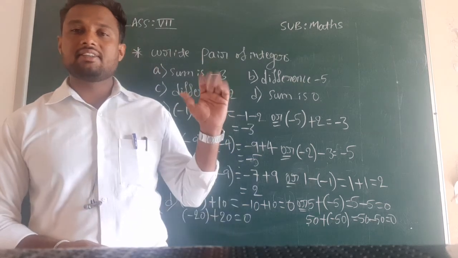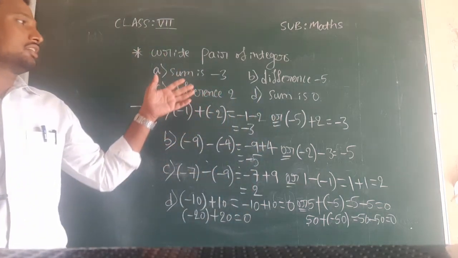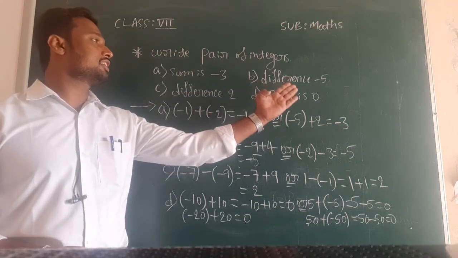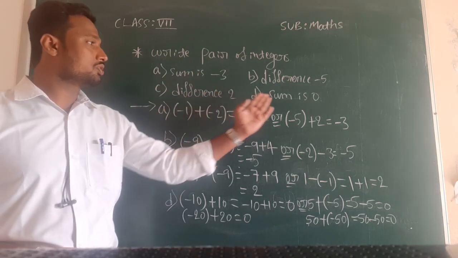Today just write this, and you have to write some more pairs of integer values to get sum as minus 3, difference as minus 5, difference as 2, sum is 0.